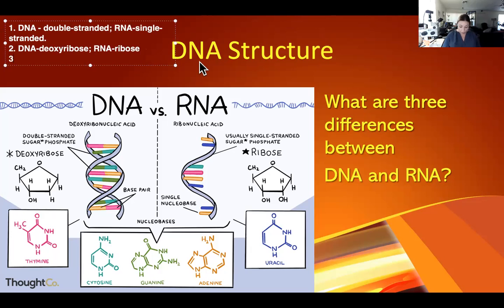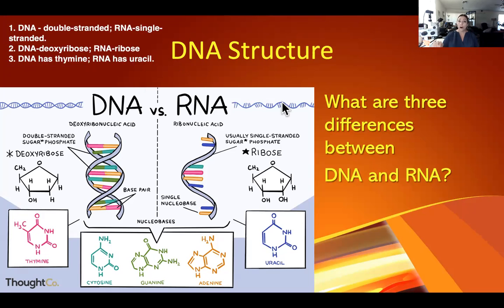Now, the last difference, or the third difference between DNA and RNA, and this is really important that you remember this, is that DNA has thymine as one of its bases, and RNA has uracil. So thymine is not present in RNA. Instead, it is uracil. Now, this is really important when we talk about protein synthesis, where an RNA is created from a DNA template.